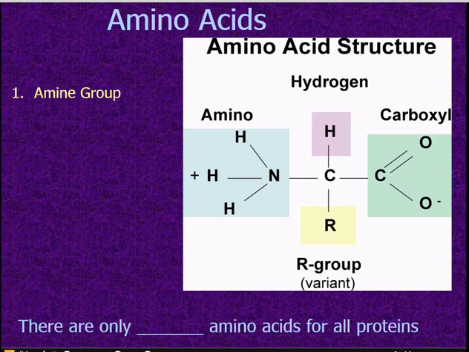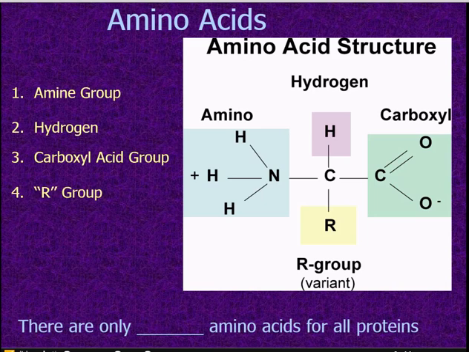First of all, in the amino acid structure, there's an amine group, and that's the area that's boxed in blue on this picture, the nitrogen with the 3 hydrogens. That's called an amine group, and every amino acid has it, and that's where it gets its name, from the amine group. Every amino acid has a hydrogen that's highlighted in pink. Every amino acid has a carboxyl or carboxylic acid group, and that's the one that's highlighted in green. So where does the name amino acid come from? Amino is the amine group, acid is the carboxylic or carboxyl acid group.